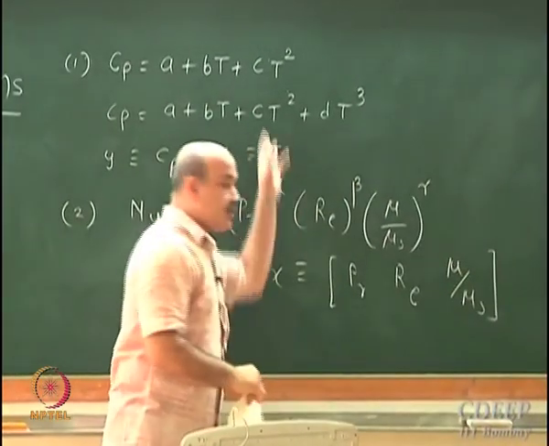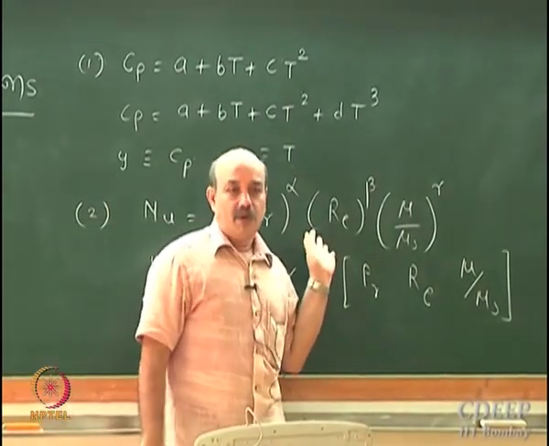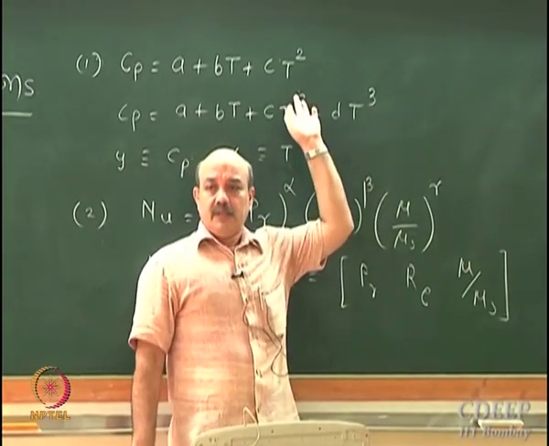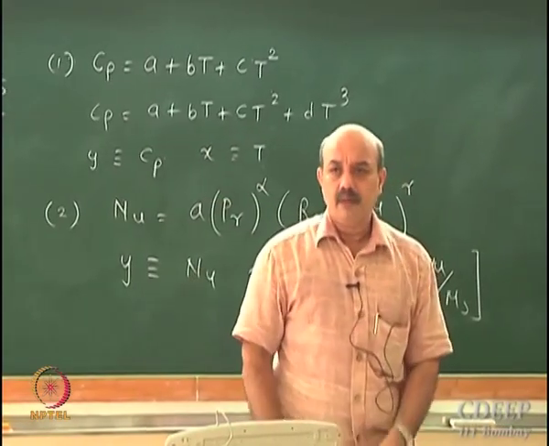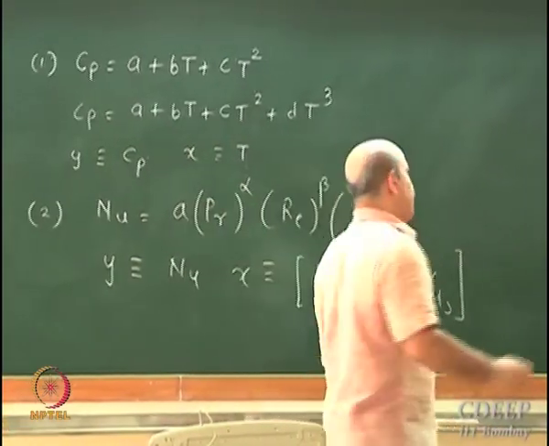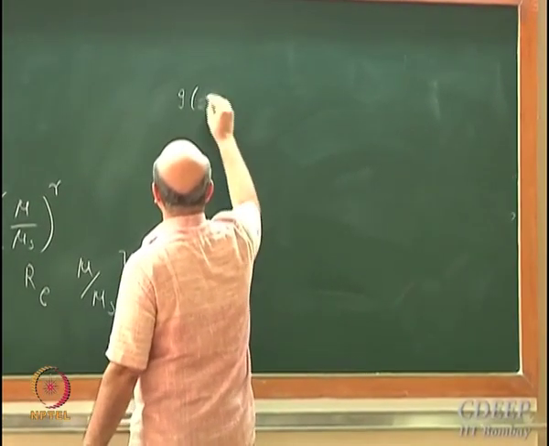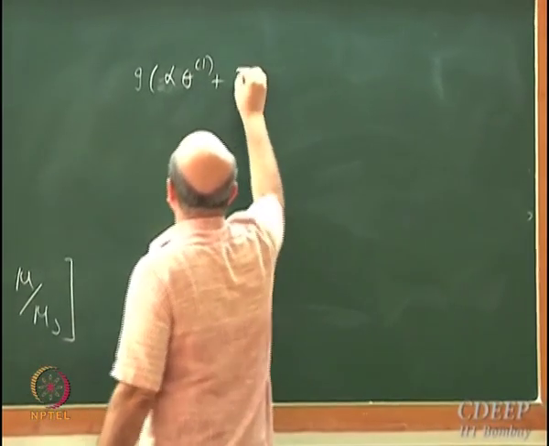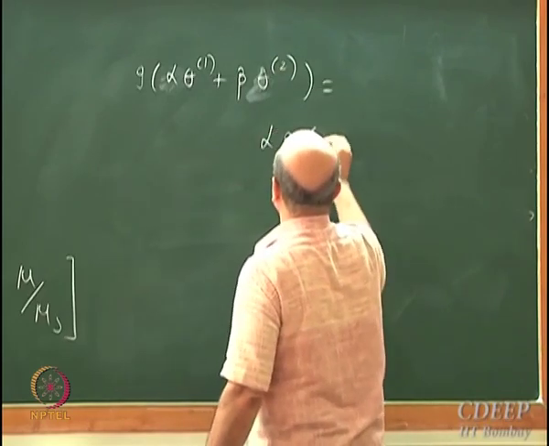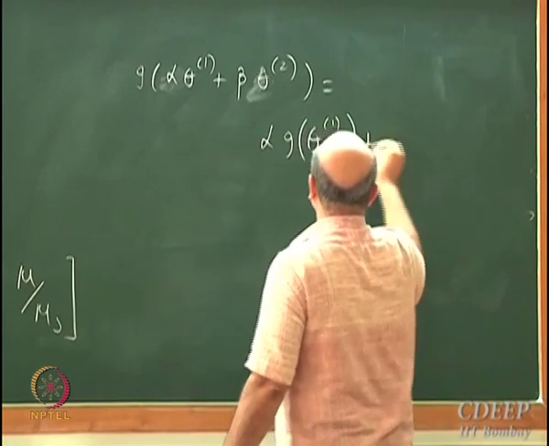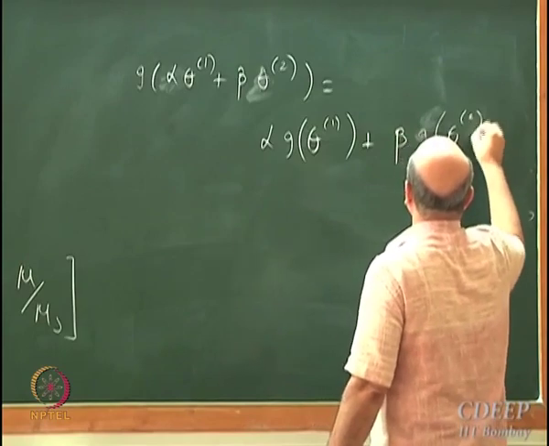And what was nice about these two models was you could transform them to a linear in parameter form. This is already a linear in parameter form, isn't it? The model parameters appear linearly. When you say something is linear, you have to remember the basic definition. For any function g of theta, if you can write g of alpha theta 1 plus beta theta 2 is equal to alpha g of theta 1 plus beta g of theta 2.